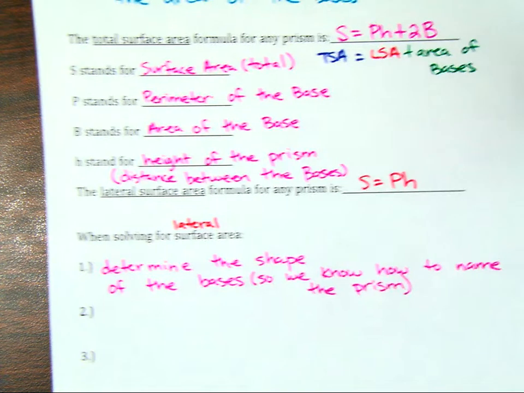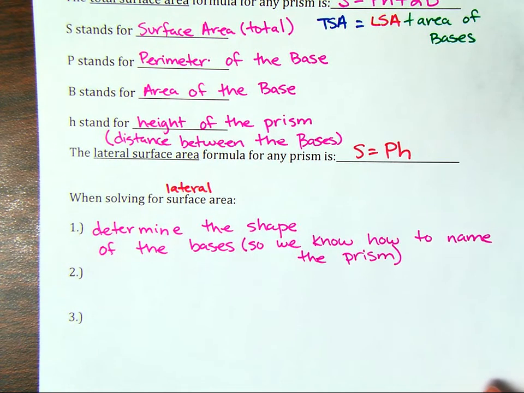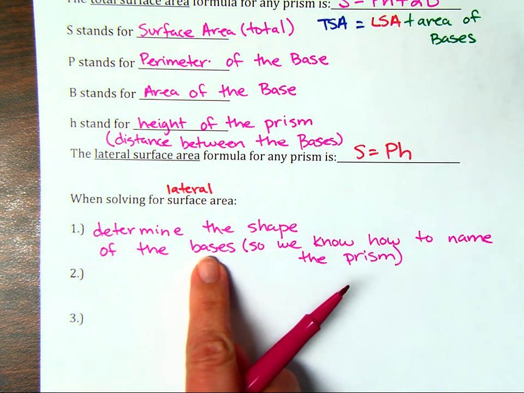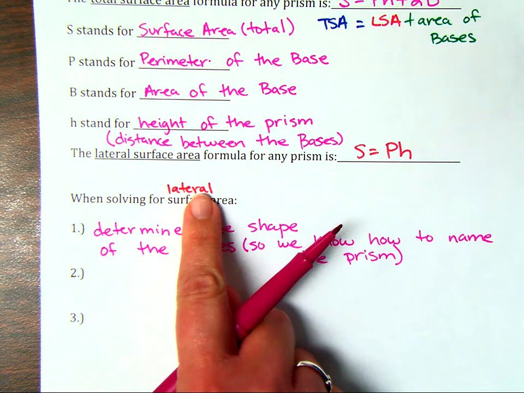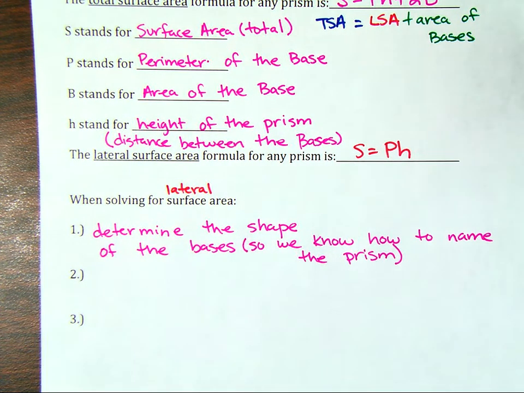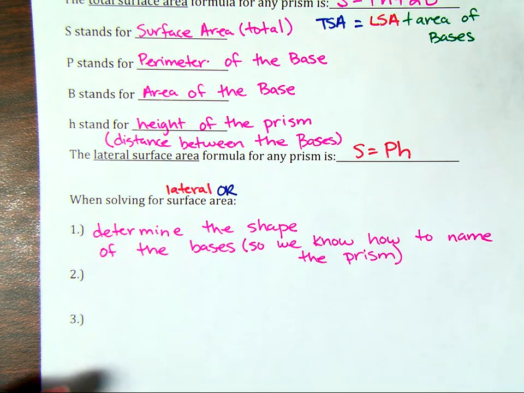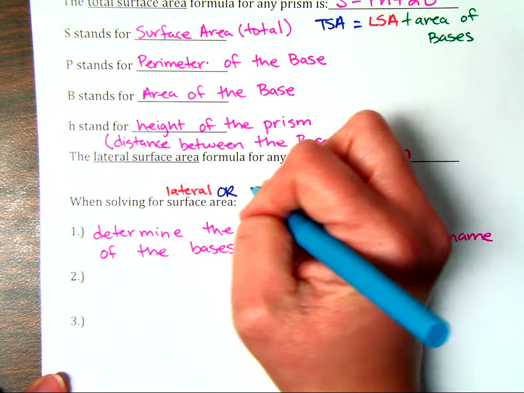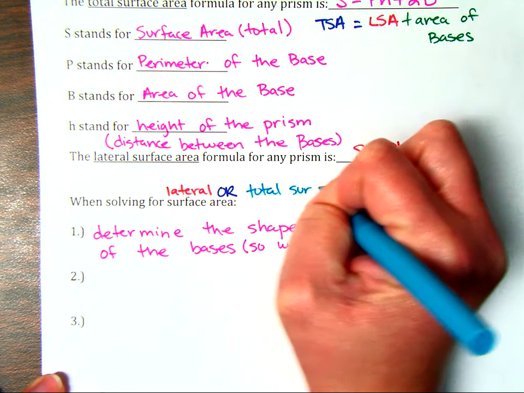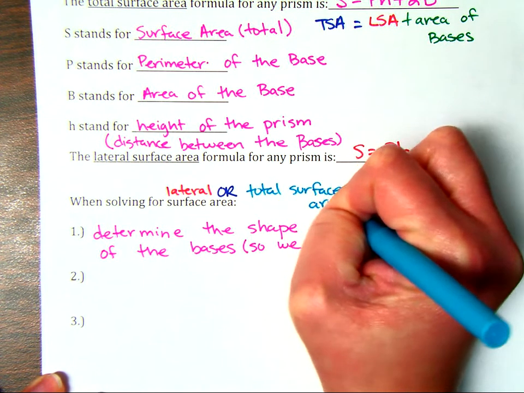If the two bases are triangles, that's going to be a triangular prism. If the two bases are rectangles, it's a rectangular prism, and so on and so forth. The other reason that we need to determine the shape of the bases is if we're looking for the lateral surface area, then you have to figure out just the faces, not the bases. So this is for when solving for lateral or actually the total surface area. Either way, we're going to need to know the bases.